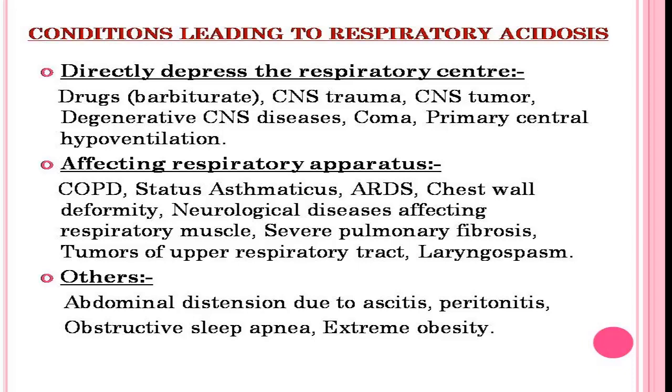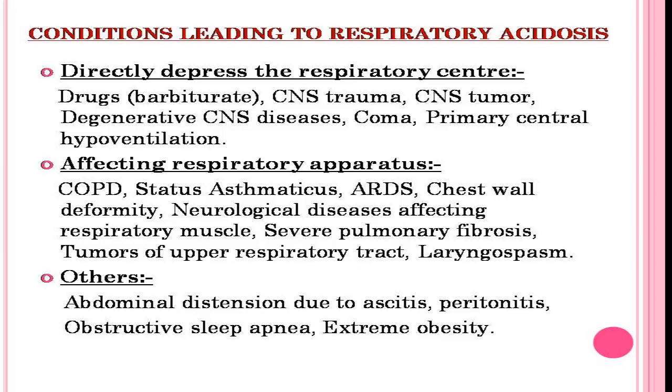Now the next subheading is affecting the respiratory apparatus. There are some factors which can affect the respiratory apparatus. For this reason, there will be less exchange of oxygen and carbon dioxide by the lungs. These factors are like chronic obstructive pulmonary disease, status asthmaticus, acute respiratory distress syndrome, chest wall deformity, neurological diseases affecting the respiratory muscles, severe pulmonary fibrosis, and tumors of the upper respiratory tract or laryngospasm.